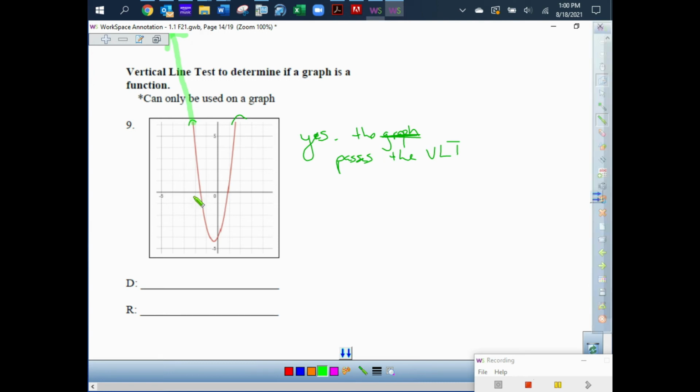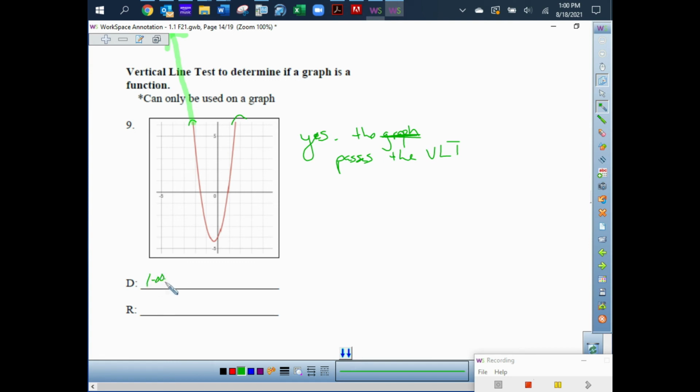And domain is x's. And x's go left and right. So if you go as far left as humanly possible, here's -1, -2, -3, -4, -5, as far left as humanly possible, that's called negative infinity. Would this graph run into my straight edge at negative infinity? And because it continues to go left and left and left, the answer is yes. So I say that's a part of the domain.